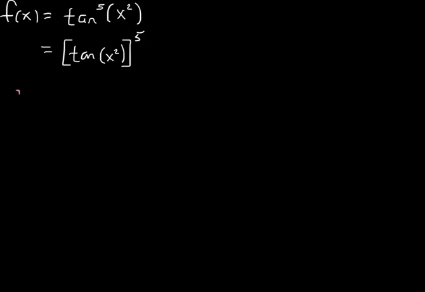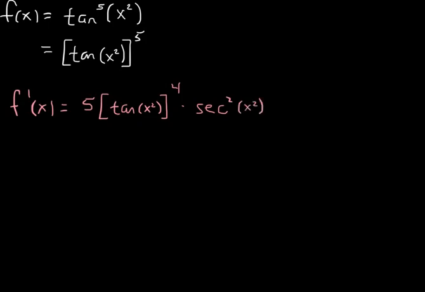So to find this derivative, we're going to use the chain rule multiple times. So first, power rule will bring the 5 in front, raise that to the 4th power. Now we've got to multiply by the derivative of what's inside. The derivative of tangent is secant squared. And then we've got to multiply by the derivative of what's inside again. And the derivative of x squared is 2x.